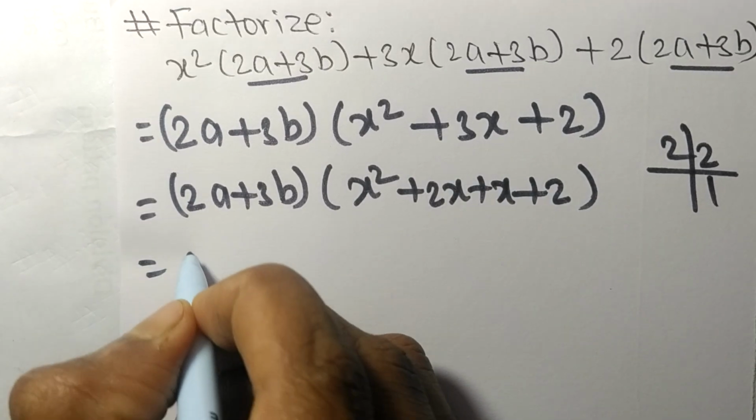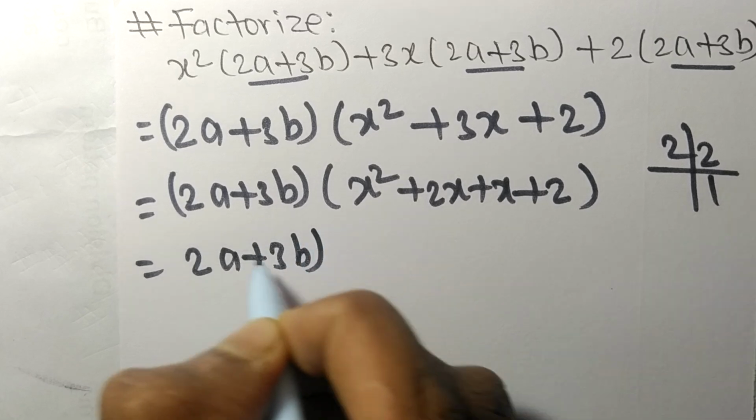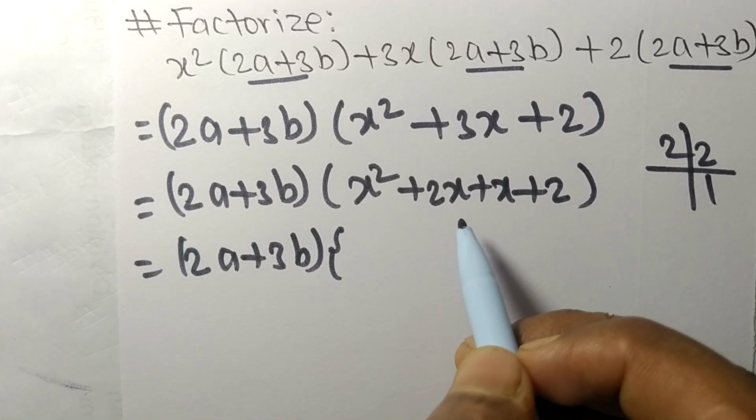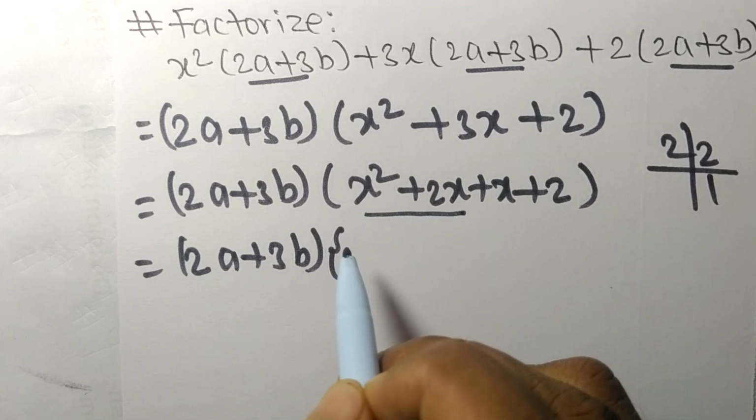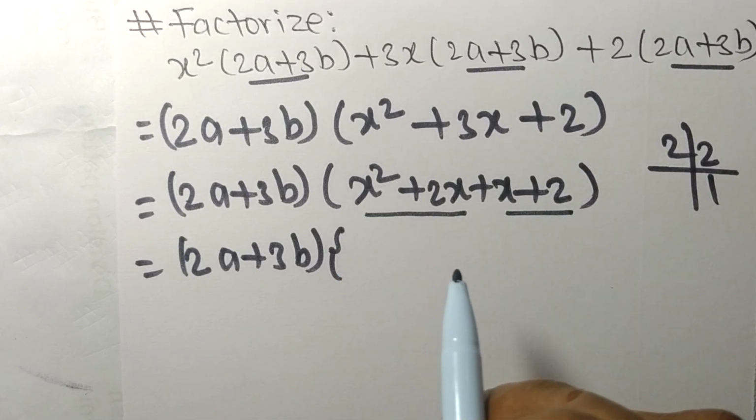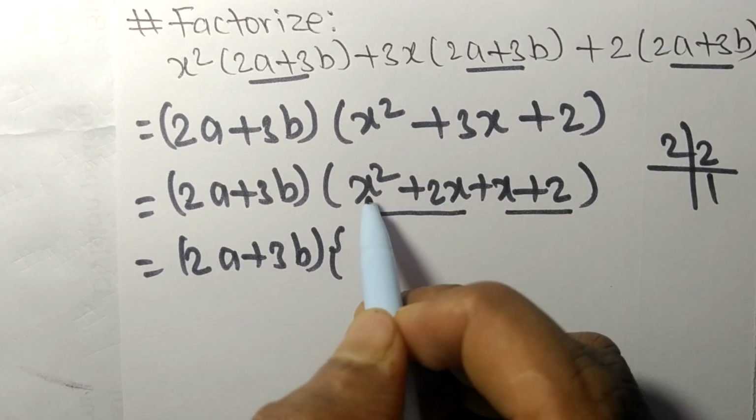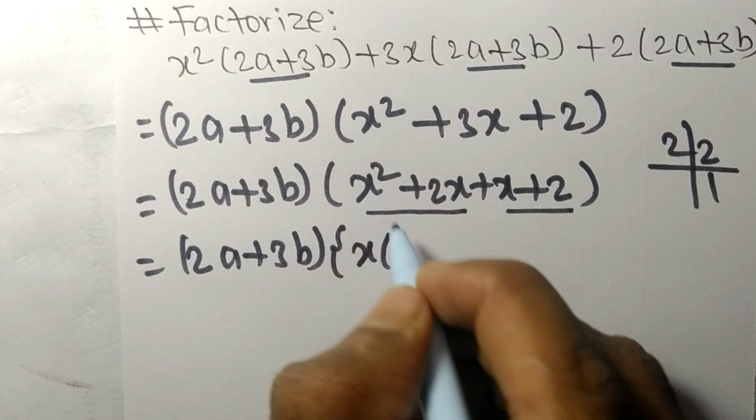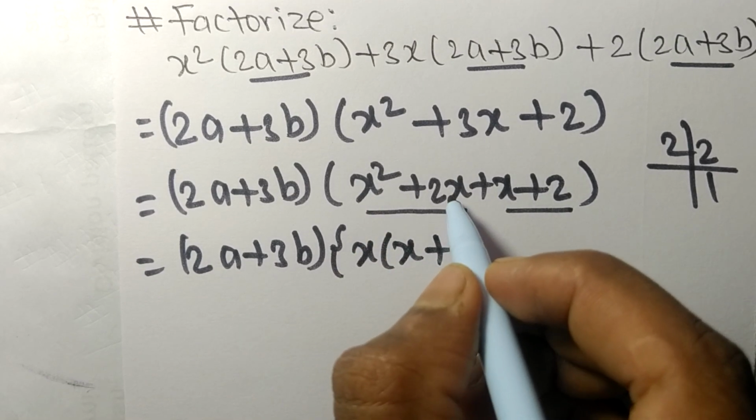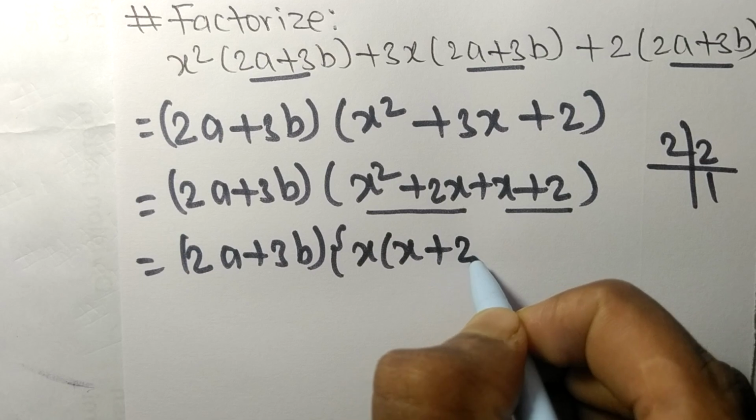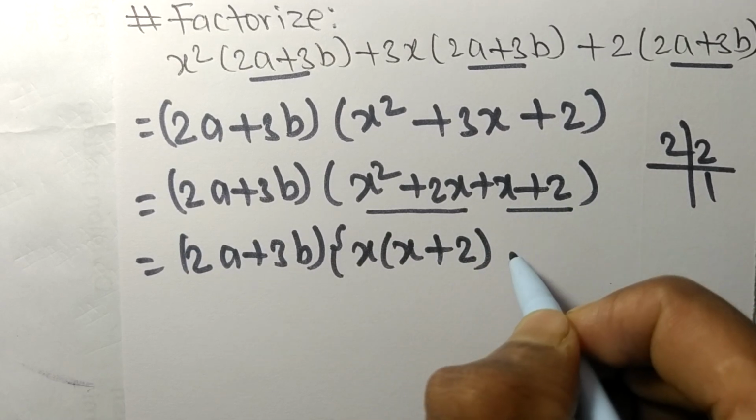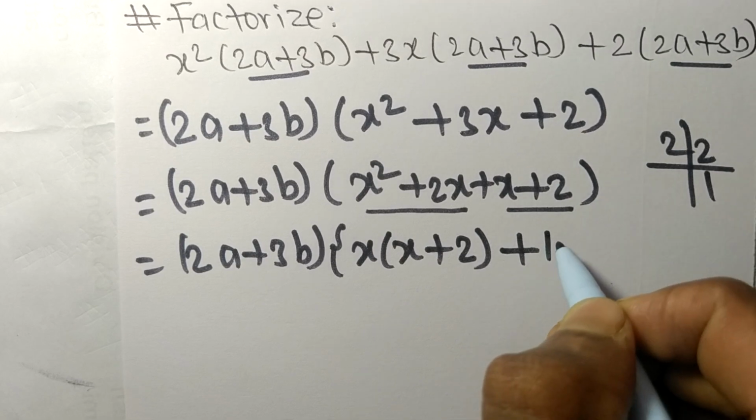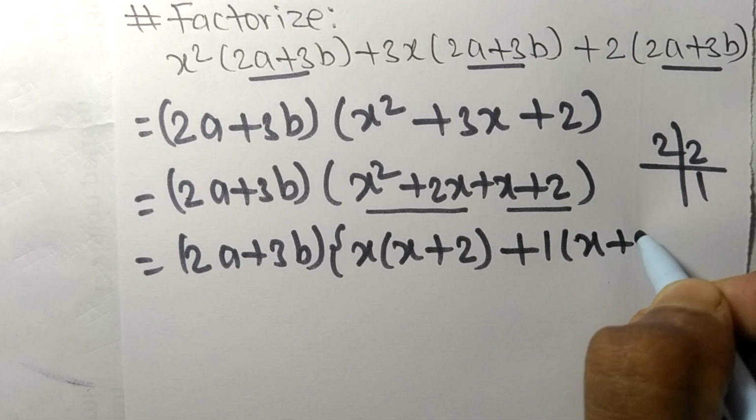Now this term 2a plus 3b is the same, and in this we separate into two parts. These two are the first group and these two are the last group. In the first two terms, the common factor is x, and the remaining is x plus 2. In the last part, there is no common expression, so we can take 1, and the remaining is x plus 2.